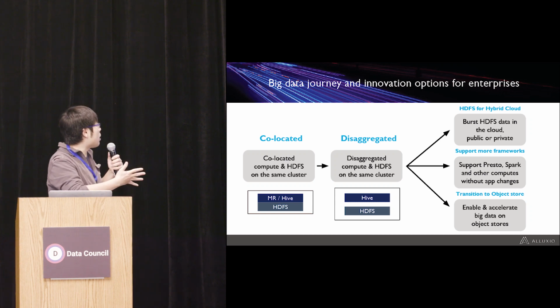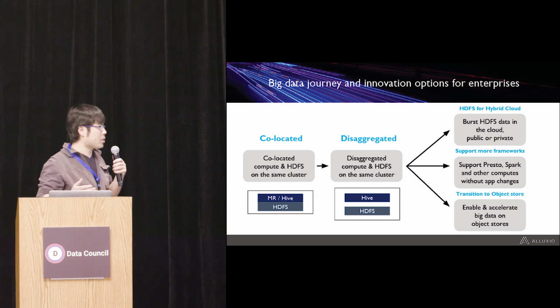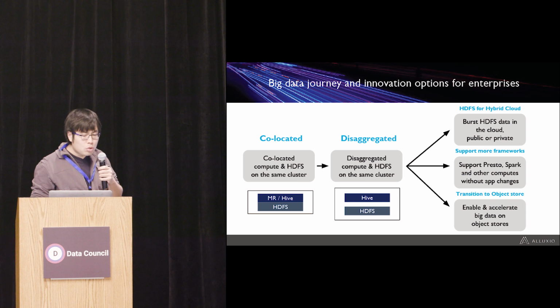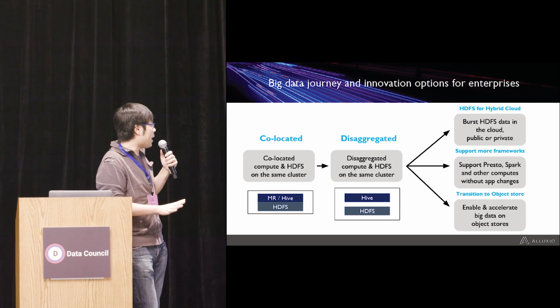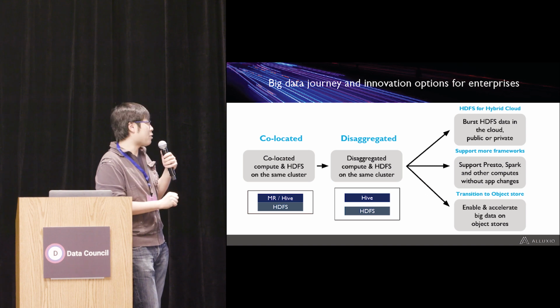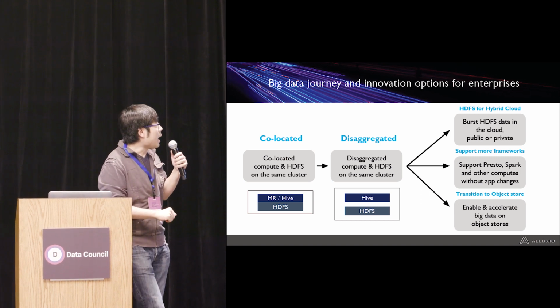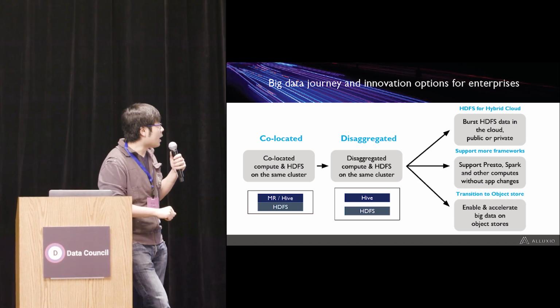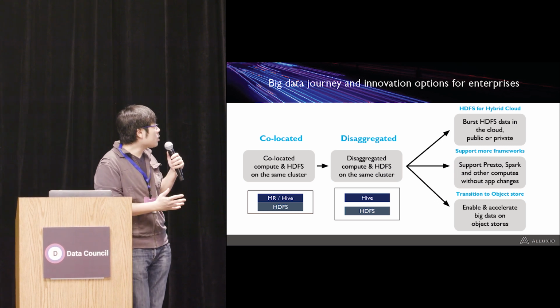So people started from the co-located HDFS with their compute, typified by MapReduce or Hive workloads. Then they go to more modern ways, saying, okay, I want to separate my compute and HDFS a little bit, in the same data center. I know a lot of infrastructure engineers are actually working on this in different companies to separate this. And now they're talking about how I can burst my workloads into the cloud, public cloud or private cloud, or how I can support more frameworks.